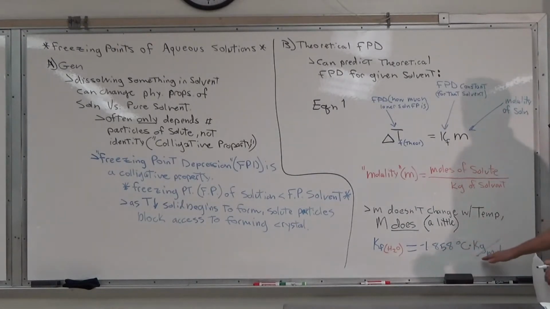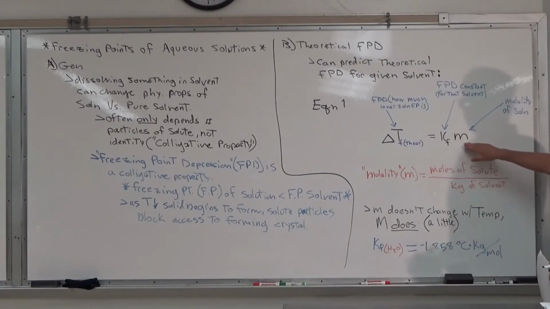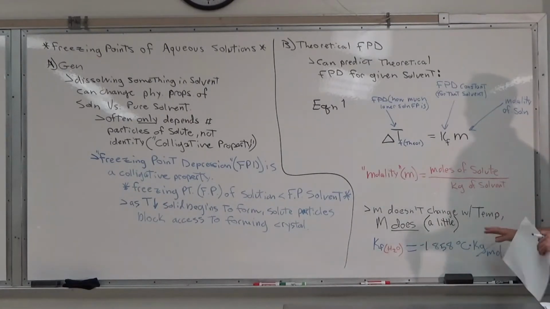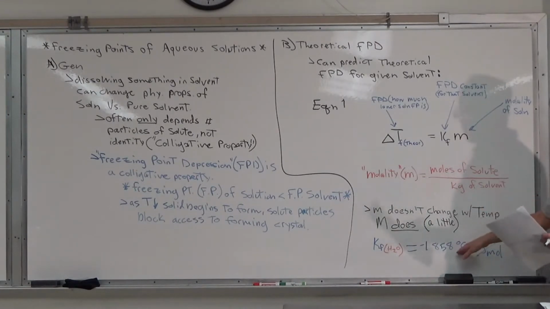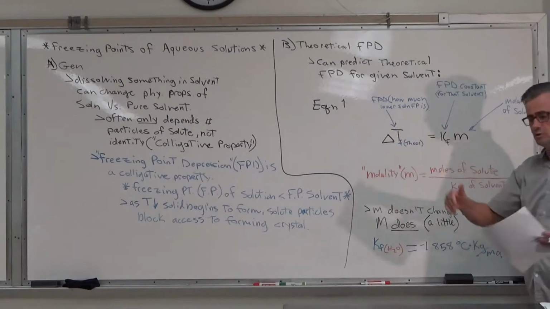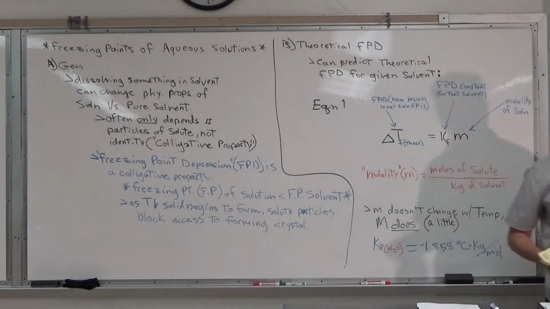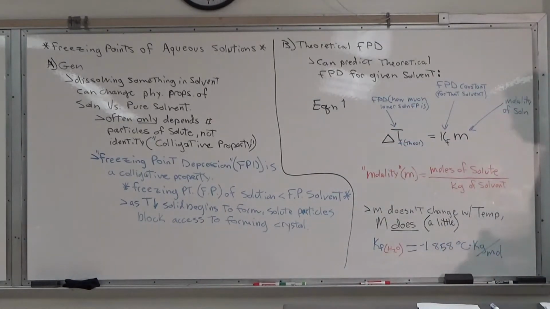So if you look here, kilogram on top, mole on bottom. With molality it's the opposite, right? So those will cancel out, and when you spit it out, you'll lose your units of kilograms and moles, and you'll be left with just degrees Celsius, which is what you want for a change in temperature, right? Okay, very good.